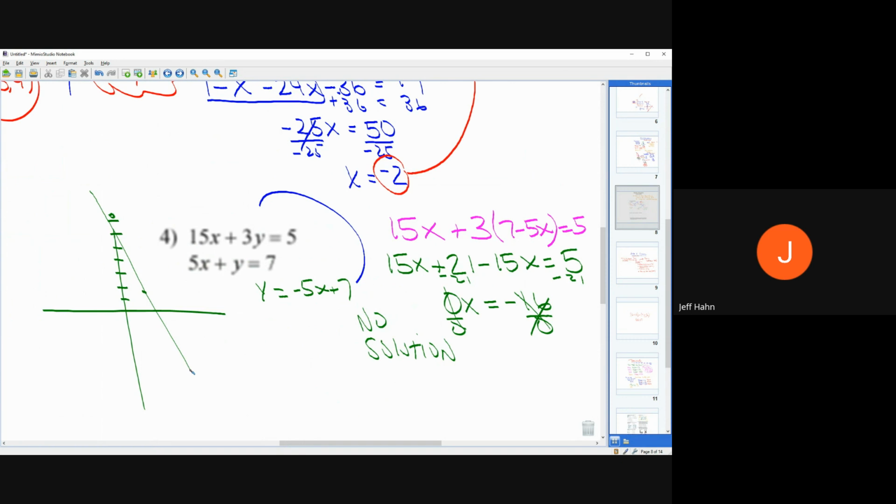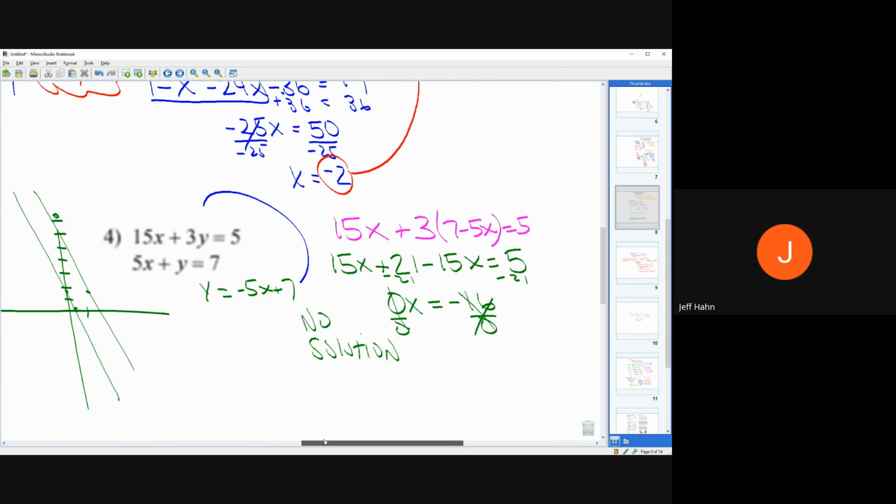X and y intercepts. Where does it cross the x-axis? Not 3. 1/3. It crosses the x-axis at 1/3 and the y-axis at 5/3, which is 1 1/3. And guess what? Are you kidding me? Parallel.